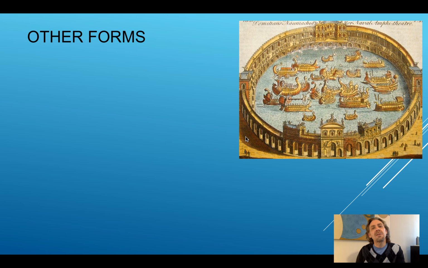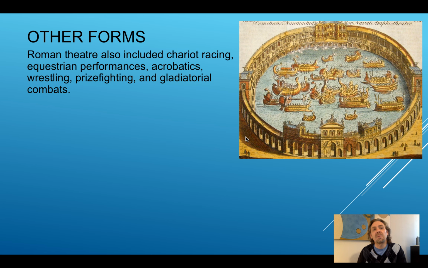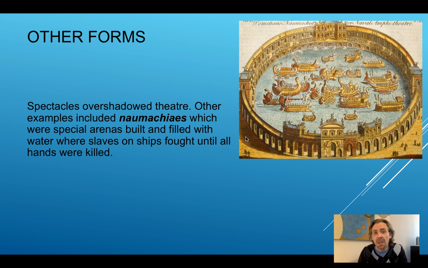Now, here are some other forms of entertainment venues, so to speak. So, Roman theater also included chariot racing, equestrian performances, acrobatics, wrestling, prize fighting, and gladiatorial combats.